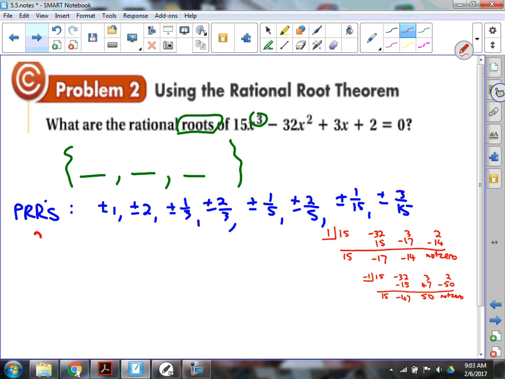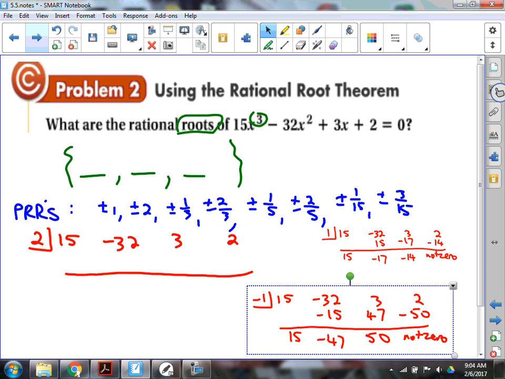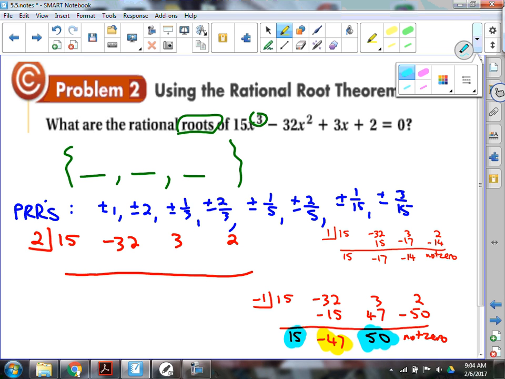Let's try 2. 15, negative 32. And 2. I was looking at that last one, and that last one kind of reminded me of something. Everybody see what happened in that last one? Do you see in the last one how this was positive, and then this was negative, and then this was positive, and then had I actually subtracted that the next one would have been negative? Do you see how that happened?